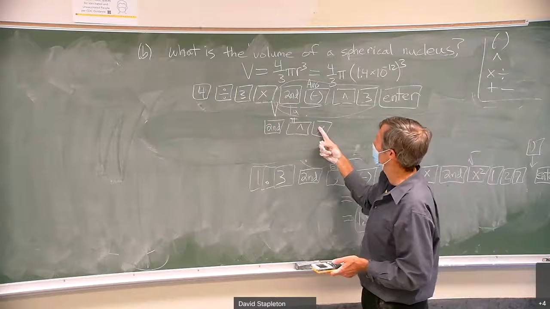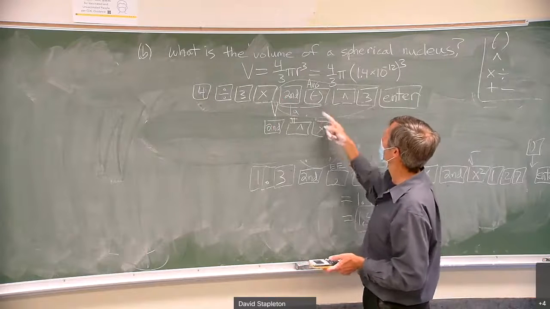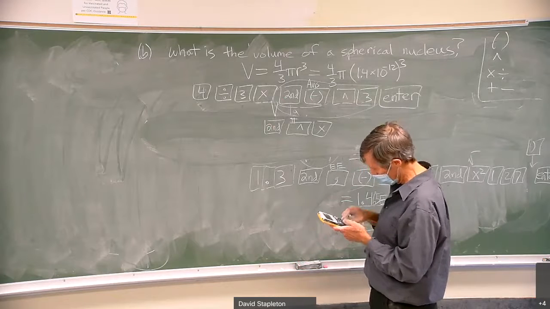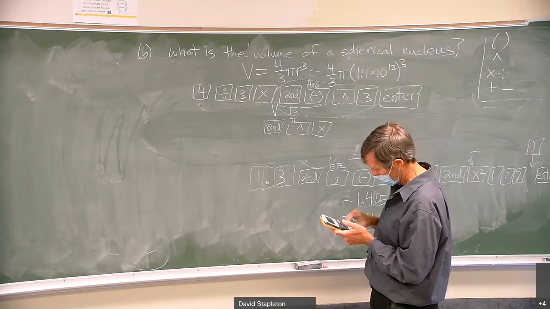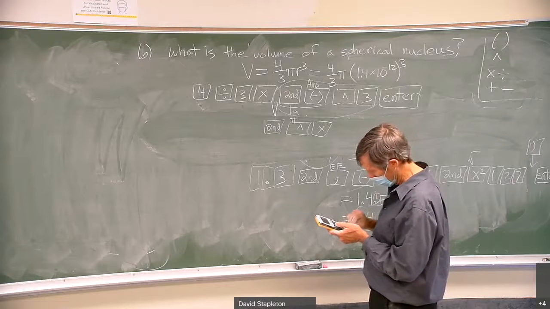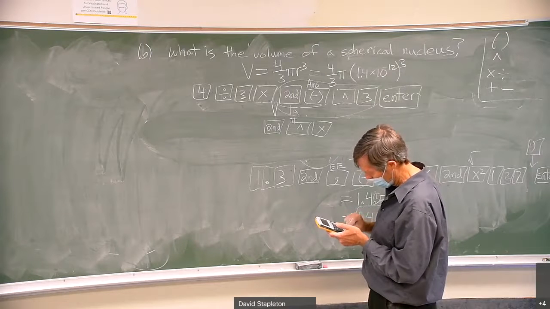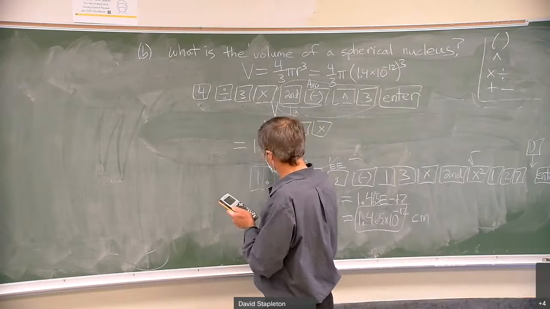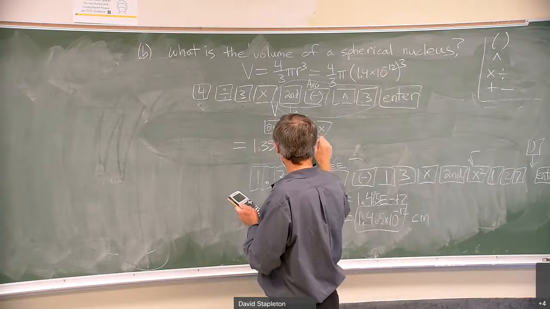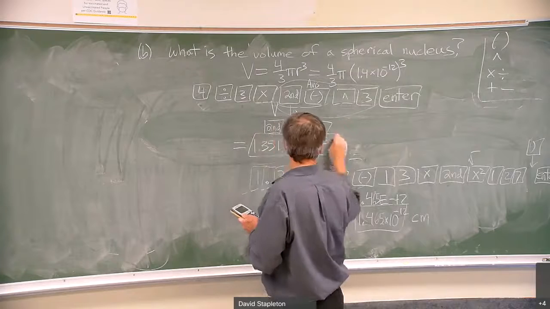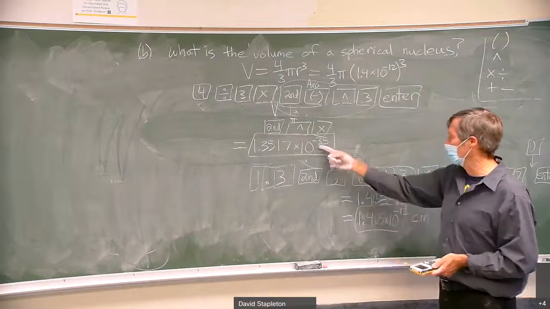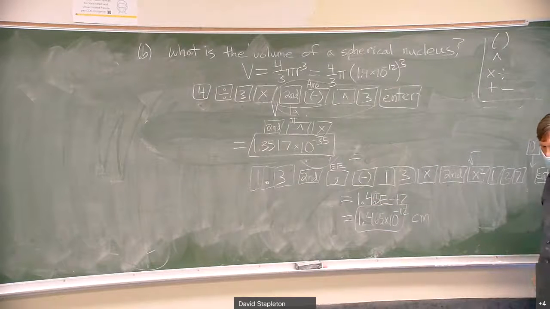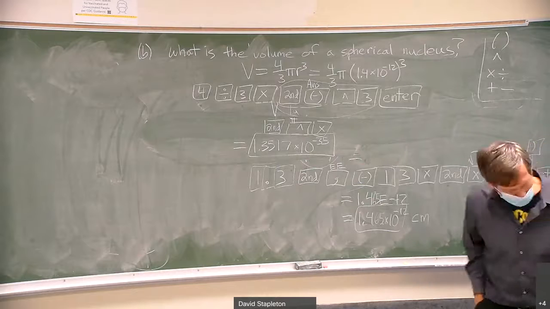4/3 times pi from these, times last answer cubed. 4/3 times pi, last answer. And I got 1.3517 times 10 to the minus 35. So let's say EE minus 35 on the calculator. I should write those down.